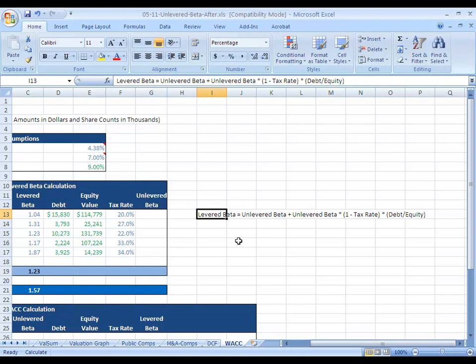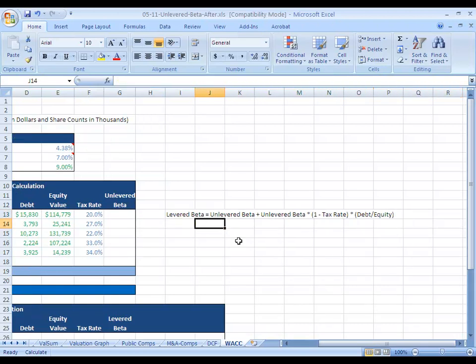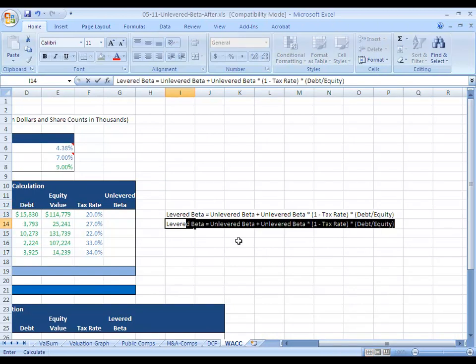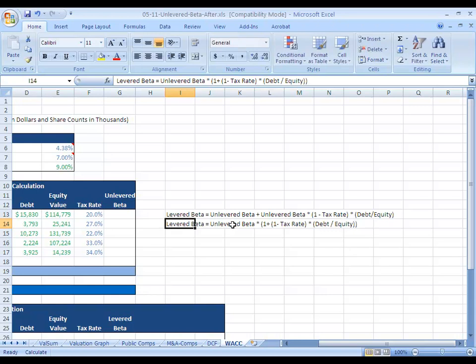And what we're going to do is take this levered beta formula and just apply some basic algebra. So we're going to factor out this unlevered beta right here. So I'm going to say levered beta equals unlevered beta times 1 plus 1 minus the tax rate times debt over equity. So all we're doing here is just factoring out the unlevered beta. You should know this from basic algebra.